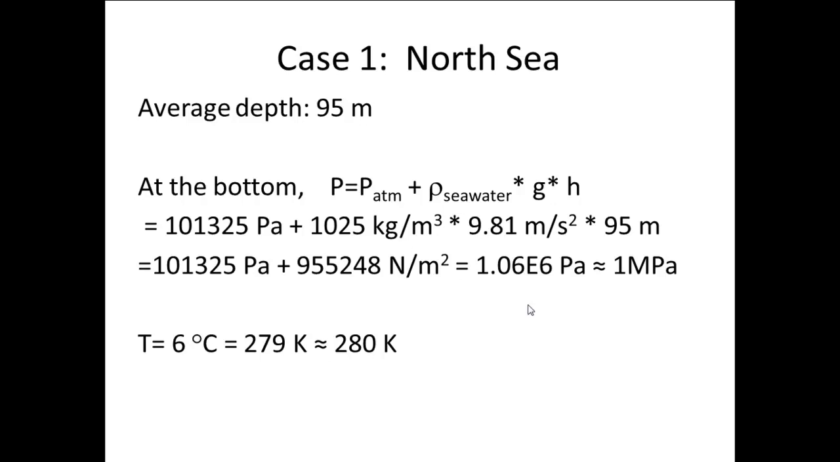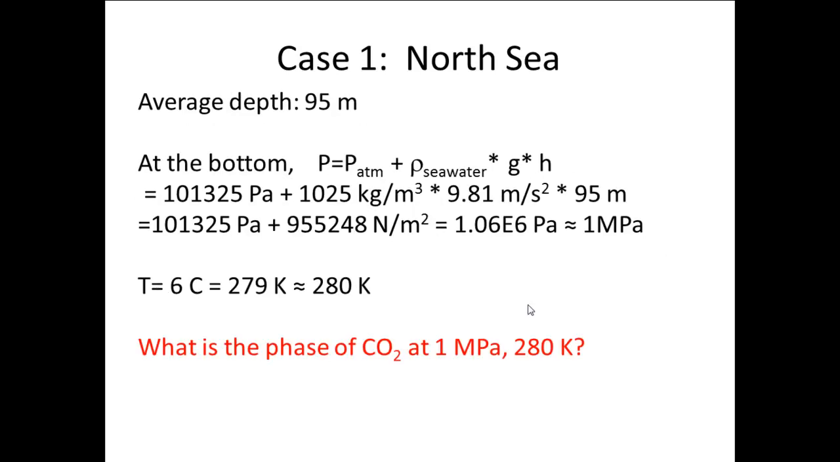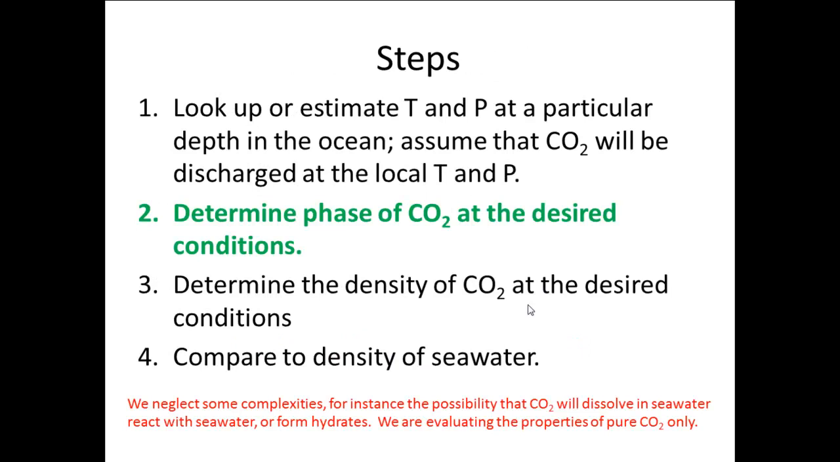So if I do this calculation, I find that pressure is 1.06 times 10 to the 6th pascals, which is approximately 1 megapascal. I can also look up the temperature in the North Sea and find that it is approximately 280 Kelvin. So, now I know two thermodynamic properties, temperature and pressure, and I want to find the phase of CO2 that's present under those conditions. So we're on to step number 2.